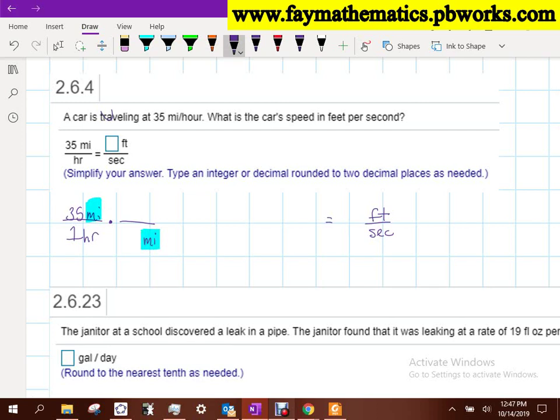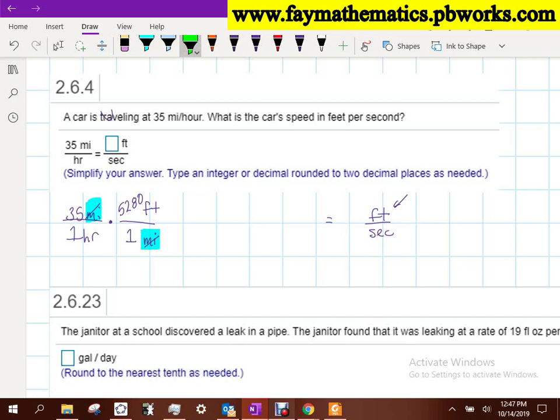And my goal then is once I know that those units are gonna cancel, the question is, is there a link between miles and the unit of distance that I have in my answer? Do you guys know a link between miles and feet? We should know it. How many feet are there in a mile? 5,280. Okay. So that gives me the correct conversion factor for miles into feet.